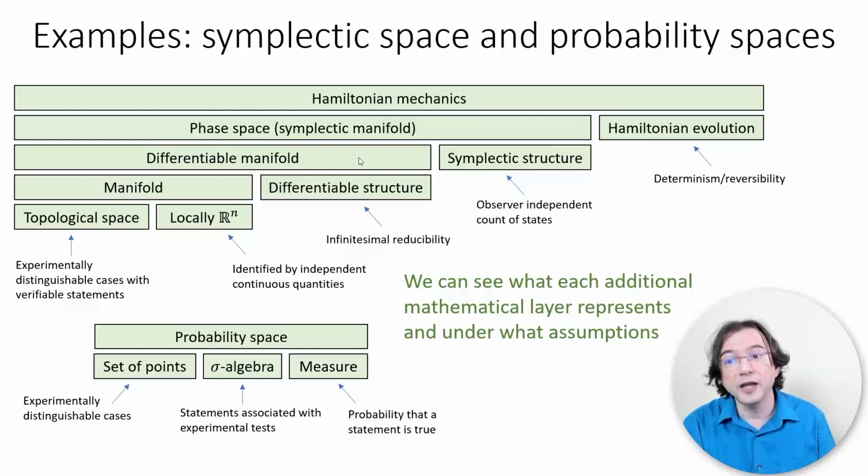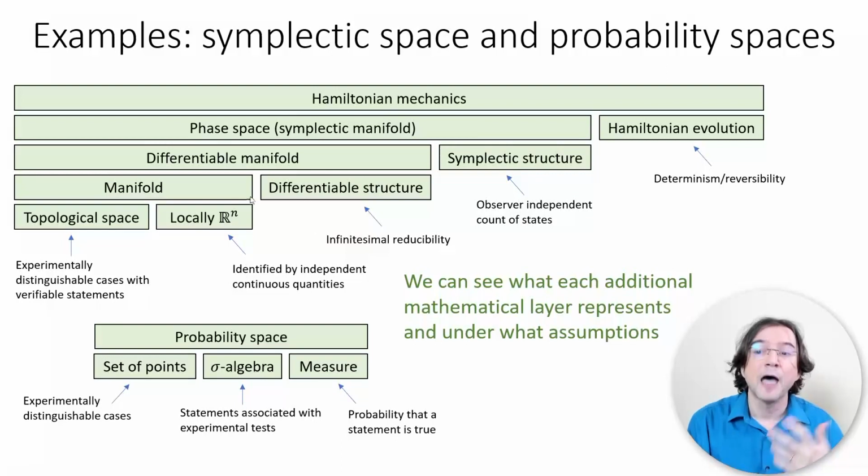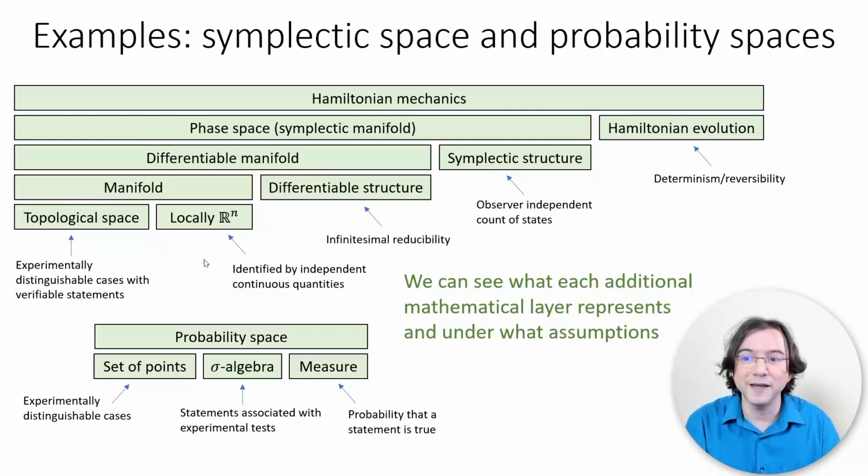But a differentiable manifold is also not a prime structure; it is a manifold with a differentiable structure. And again, what is this differentiable structure? Well, it is there so that, under the assumption of infinitesimal reducibility, we can take parts and parts and parts, and we can still talk about the infinitesimal. That's what gives us a differentiable structure. And a manifold is also not a prime structure; it is a topological space locally isomorphic to Rn. The idea of being locally isomorphic to Rn is that it is identified by a set of independent continuous quantities, and the fact that it's a topological space comes from the idea that the points of the space are experimental distinguishable cases that are distinguishable with verifiable statements.